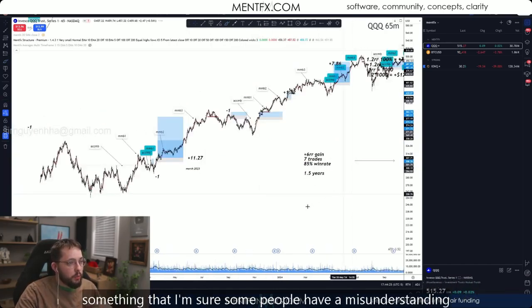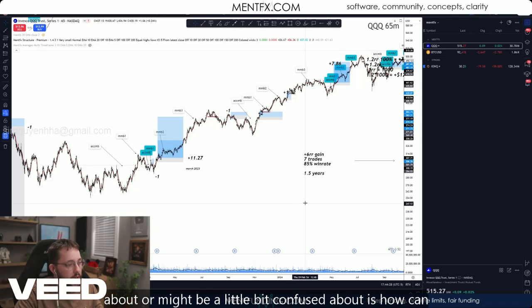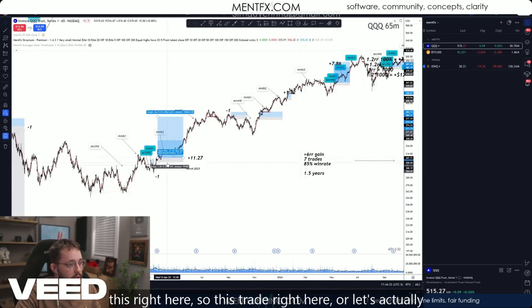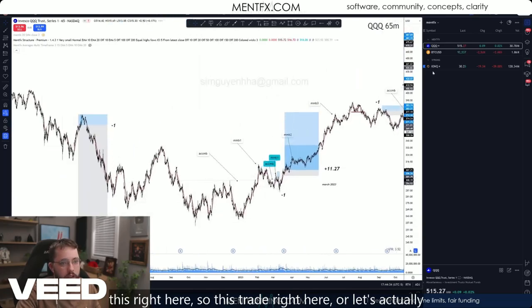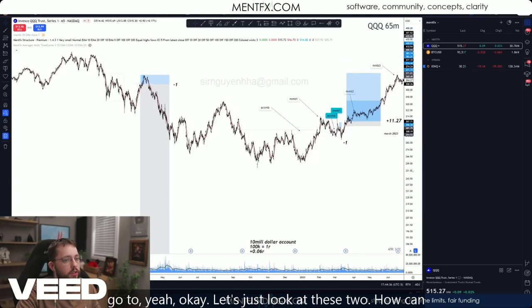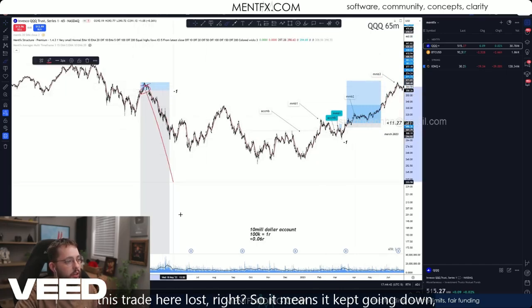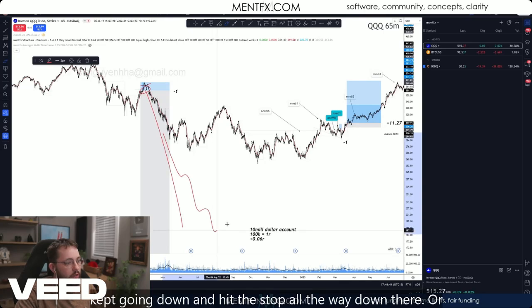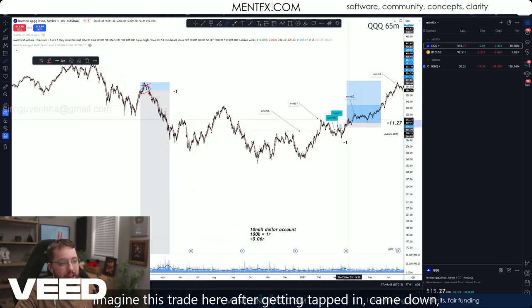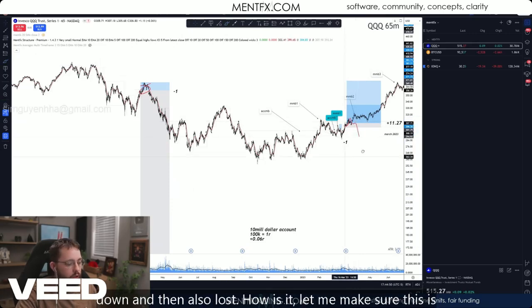Now, something that I'm sure some people have a misunderstanding about or might be a little bit confused about is how can this trade right here, let's just look at these two. How can both this trade right here, if it lost, so just imagine that this trade here lost, so it kept going down and hit the stop all the way down there, or imagine this trade here, after getting tapped in, came down and then also lost.